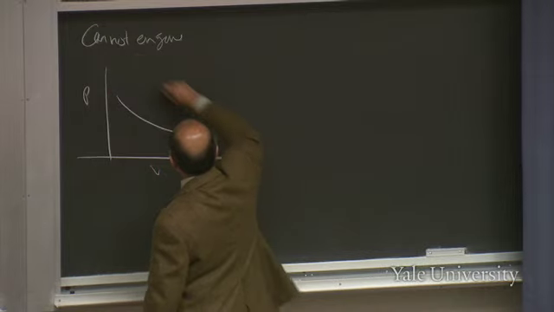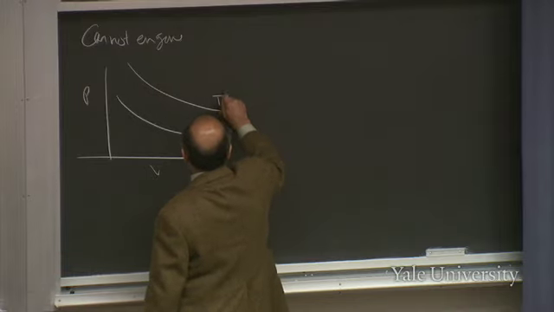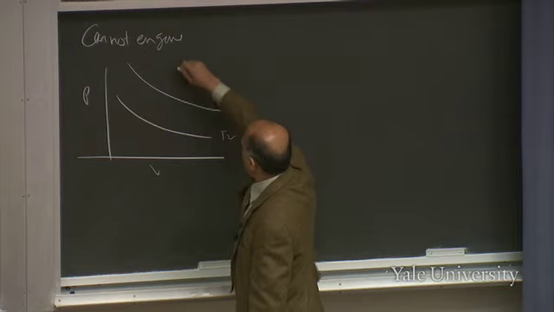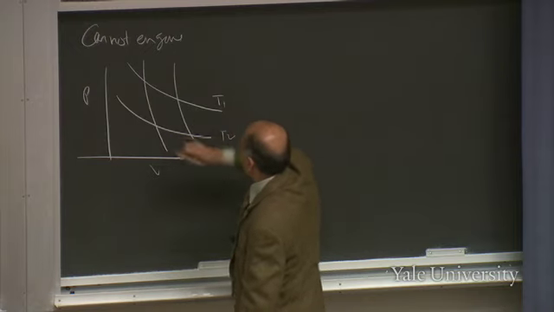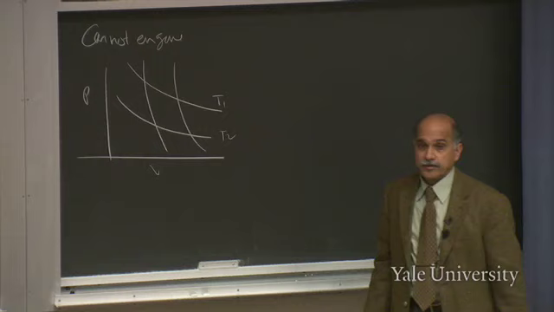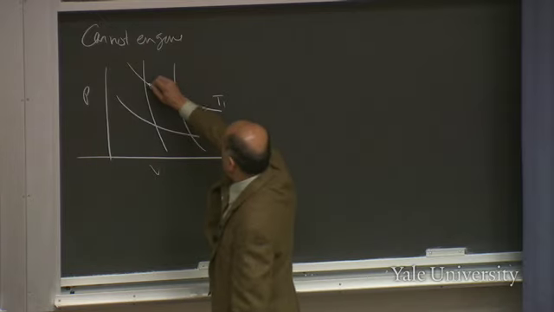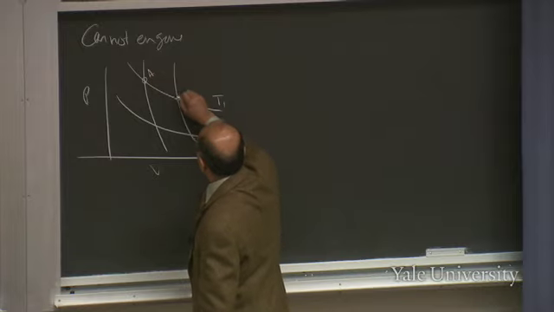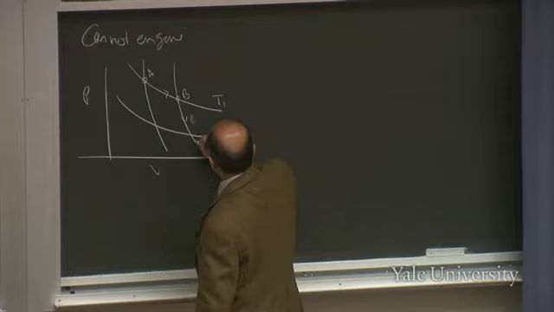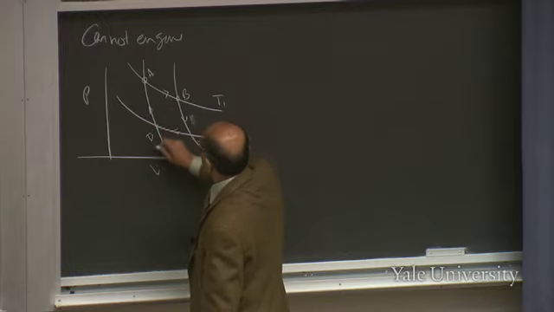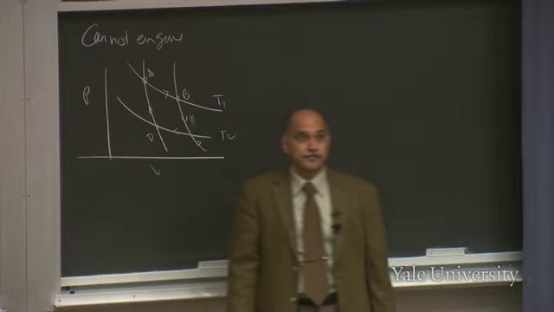Take two isothermals, T1 and T2. You remember the adiabatic curves are much steeper. Draw two adiabatic curves like that. Then take a gas from A to B to C to D and back to A. That is the Carnot engine.